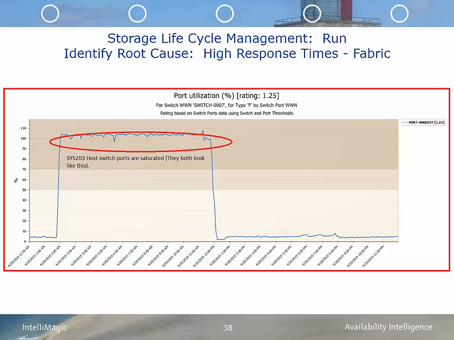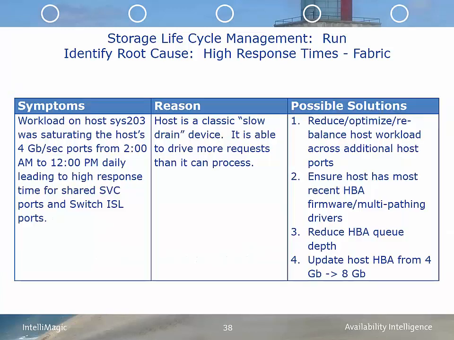This is a classic case of a slow drain host. The host, which is running 2 4 gigabit per second ports, is demanding more data from SVC than it can process. So when SVC opens up the fire hose and sends data back to the host quicker than the host can request it, the buffer credits get tied up on the SVC while SVC is attempting to transmit the data.